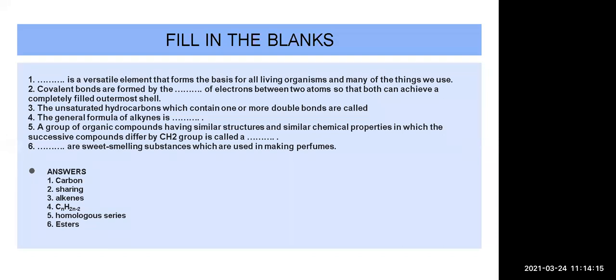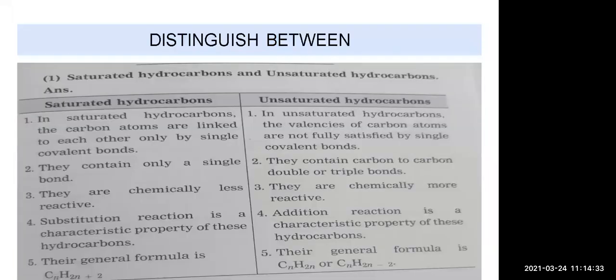Now, dash are sweet smelling substances which are used in making perfumes. Esters are the sweet smelling substances, and they are used in making perfumes here. So ester will be the answer for it.